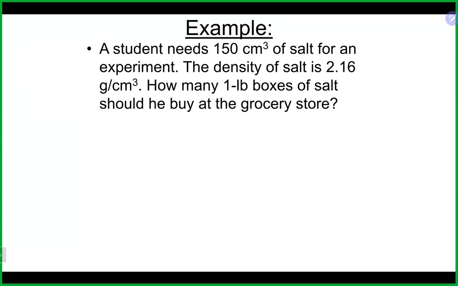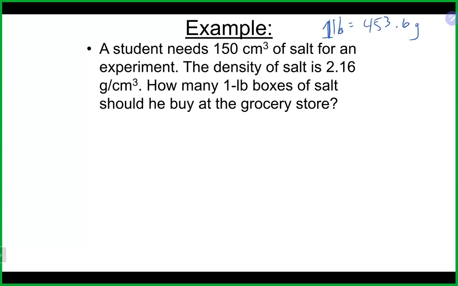All right, let's try this one here. A student needs 150 cubic centimeters of salt in an experiment. The density of salt is 2.16 grams per cubic centimeter. How many 1 pound boxes of salt would they need? So take a moment there and try to figure it out. Again, you should know the conversion between pounds and grams.